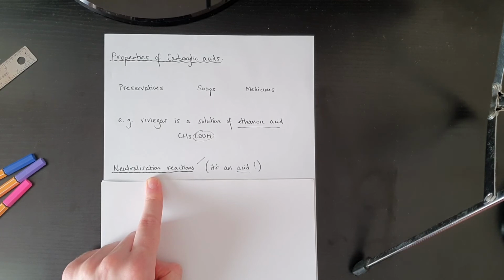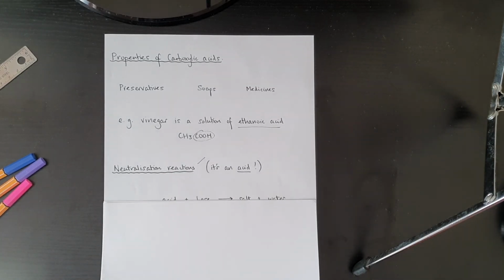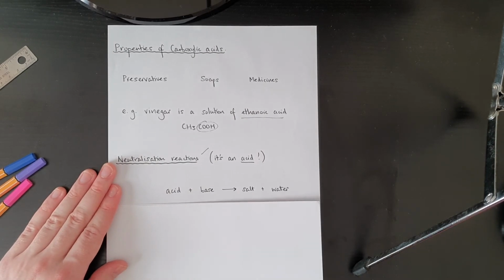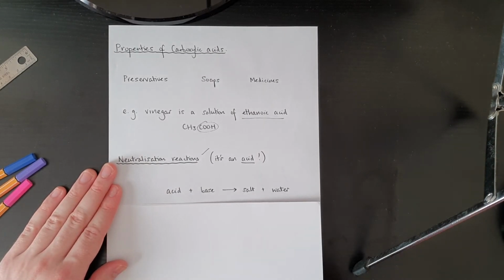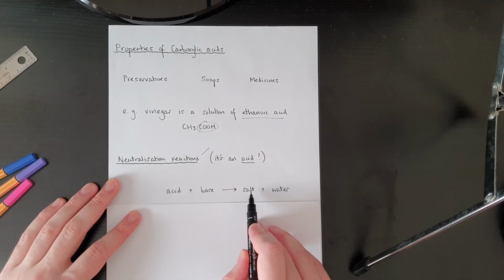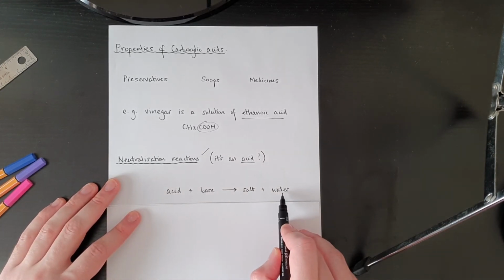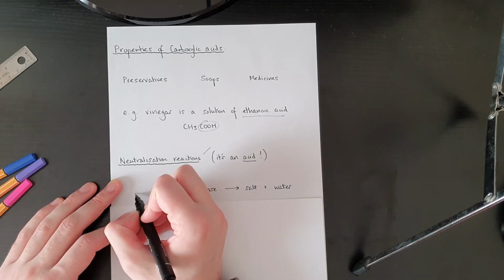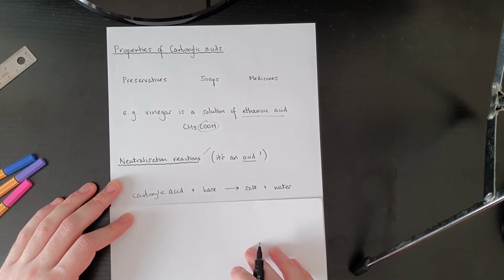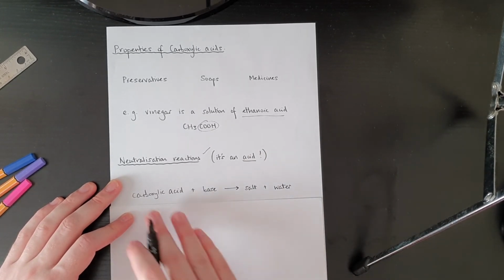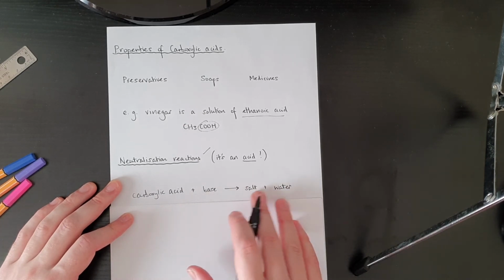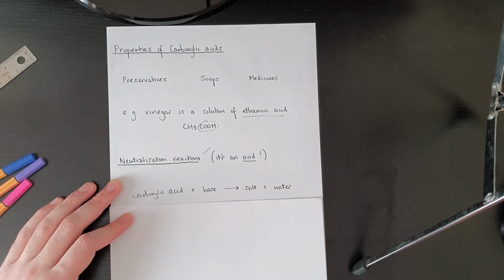So if we think back to Unit 1, we should remember that when we have an acid and we react it with a base, remember a base is just something that neutralizes an acid, and if it's soluble we call it an alkali, then we would form a salt and water. And the exact same is true for carboxylic acids. Yes, it's a named particular type of acid, but all acids and all bases will react together to form a salt and water. So that's something we need to look out for too.